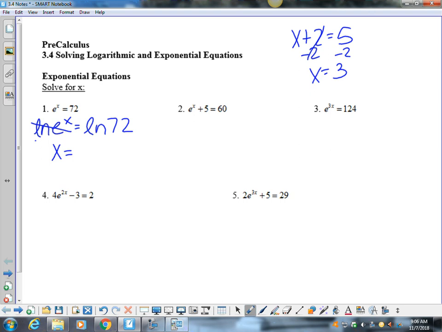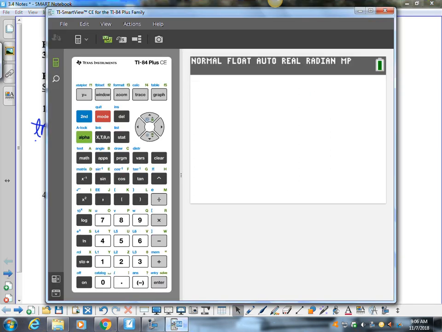Now on the other side, I have ln of 72. Don't you have an ln button on your calculator? So I'm going to ln 72. Let's go 3 decimal places, shall we? So 4.277. Good.